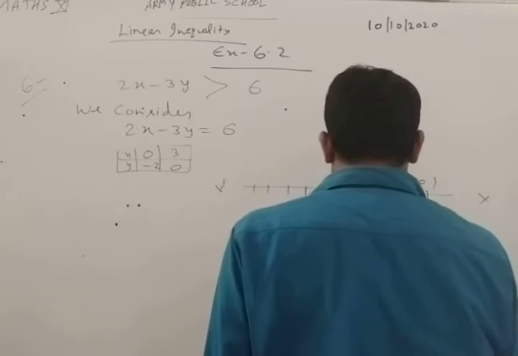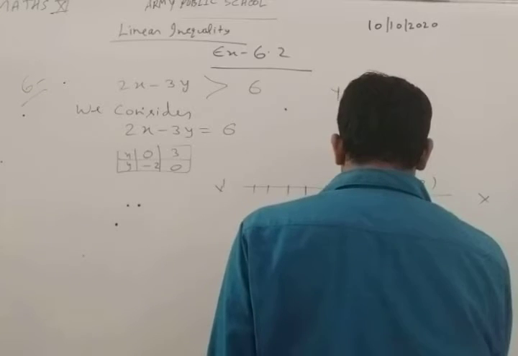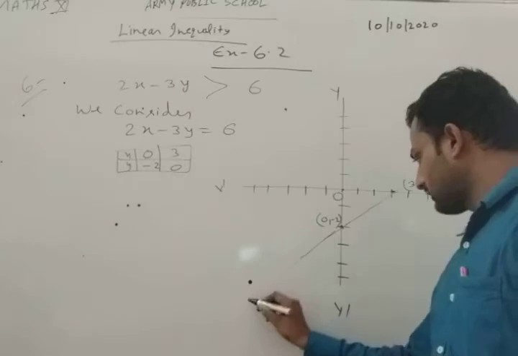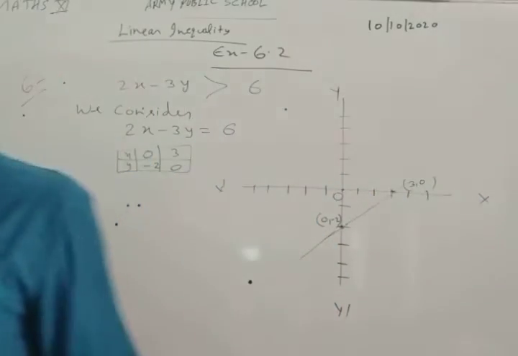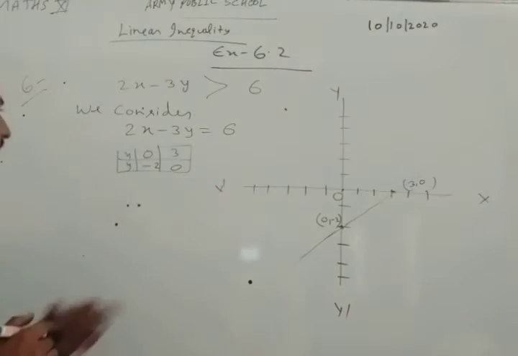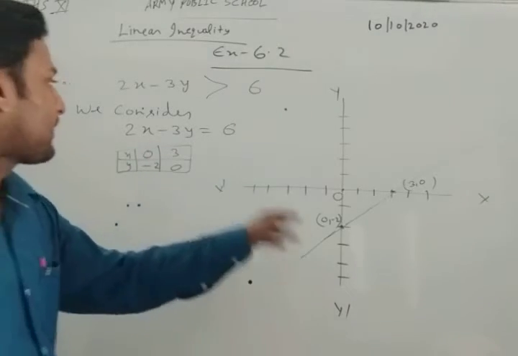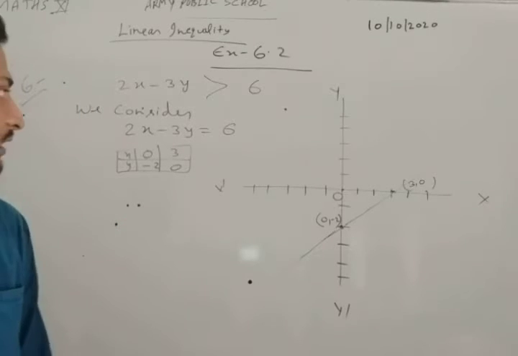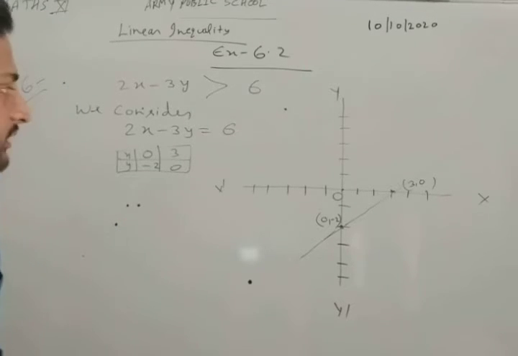Now join these 2 points and draw the graph. This is the graph of the given equation. Okay, now we will check about the origin.